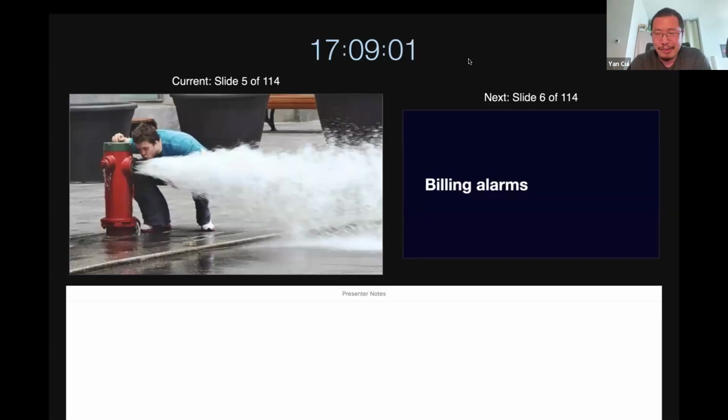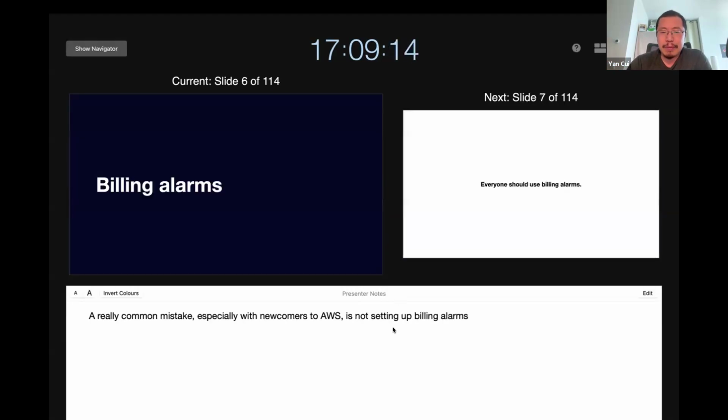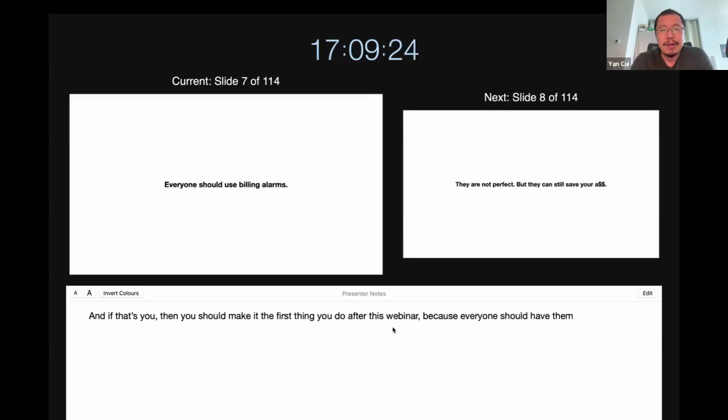So I hope you like drinking from the fire hose. In terms of tips for saving money on your serverless environment, just in AWS in general, one of the first things everyone should do is set up billing alarms. If you're new to AWS and don't really know what you're doing, the first thing you want is a safety net, and that's why you want billing alarms in place.